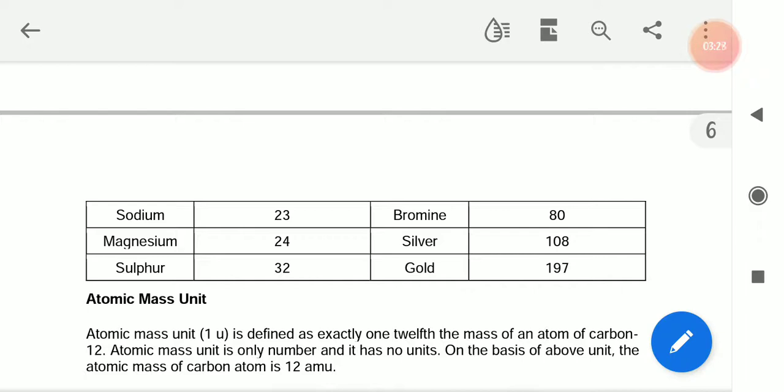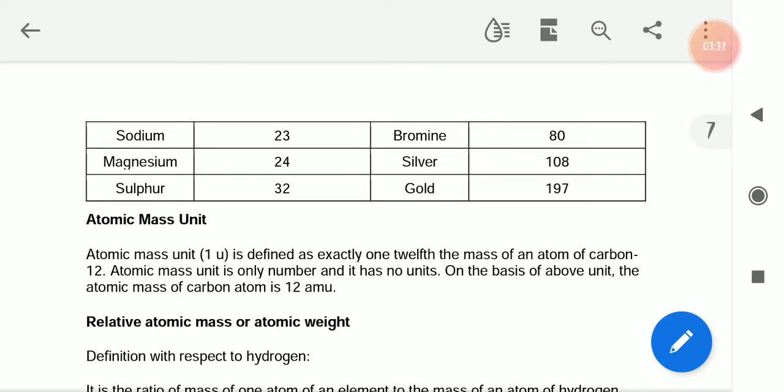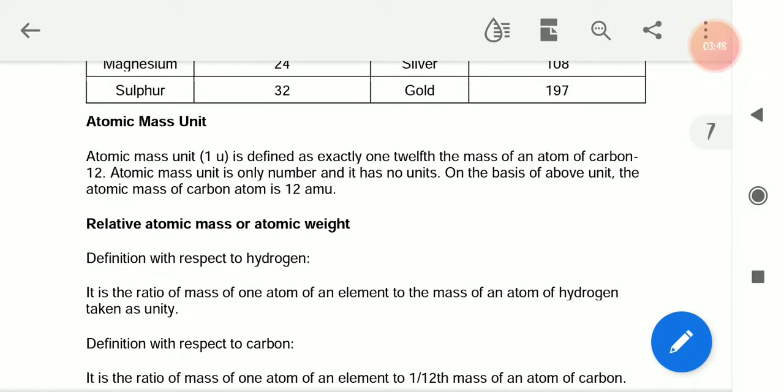Now, atomic mass unit. It is defined as exactly 1/12 the mass of an atom of carbon 12. Atomic mass unit is only a number that has no unit. On this basis, the atomic mass of a carbon atom is 12 AMU. So it is the atomic mass unit.